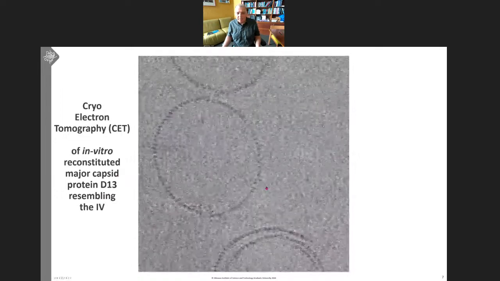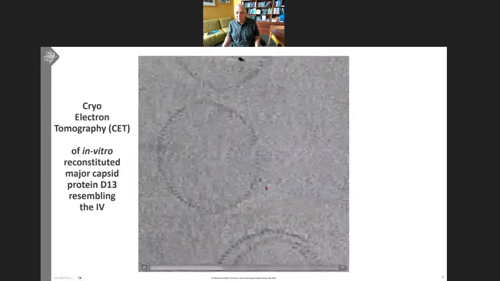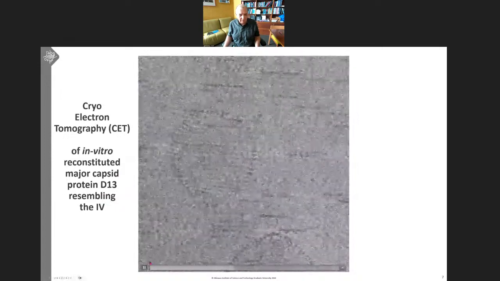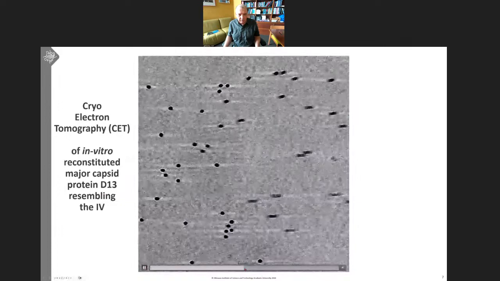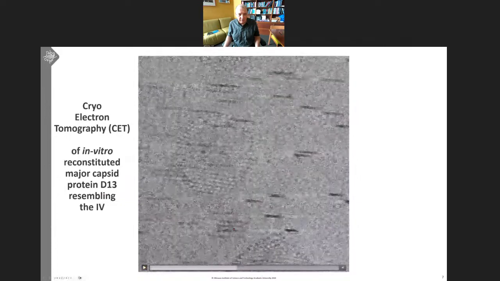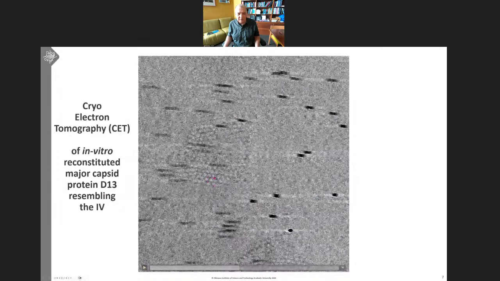We call it the honeycomb-like pattern because it looks like honeycombs, and I hope I can catch it here. Oops, pause. Let me go back a little bit. Yeah, so around here, you see these hexagonal arrays of the D13 trimers, and in this cross section through the tomogram, you can get a first glimpse.